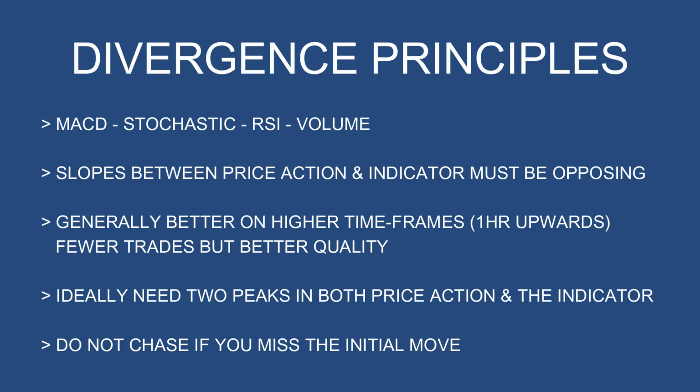Now the slopes between the indicator of your choice and the price action, which we'll take a look at in a moment, must be opposing, as you'll see. Generally this works better on a higher time frame such as the 1 hour and upwards. Even though you'll get fewer trades, the quality of the trades will be better. Also guys, ideally we need two peaks in both the price action and the indicator that you're using, which will be clearer in the examples in a moment.